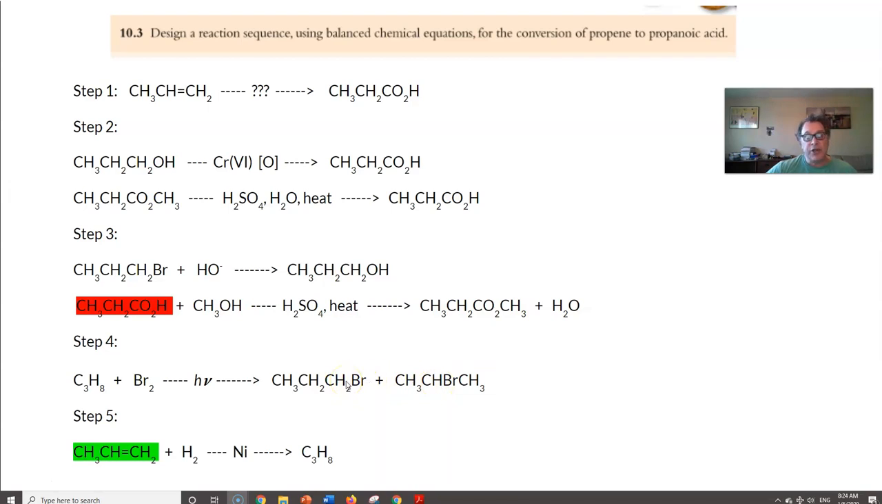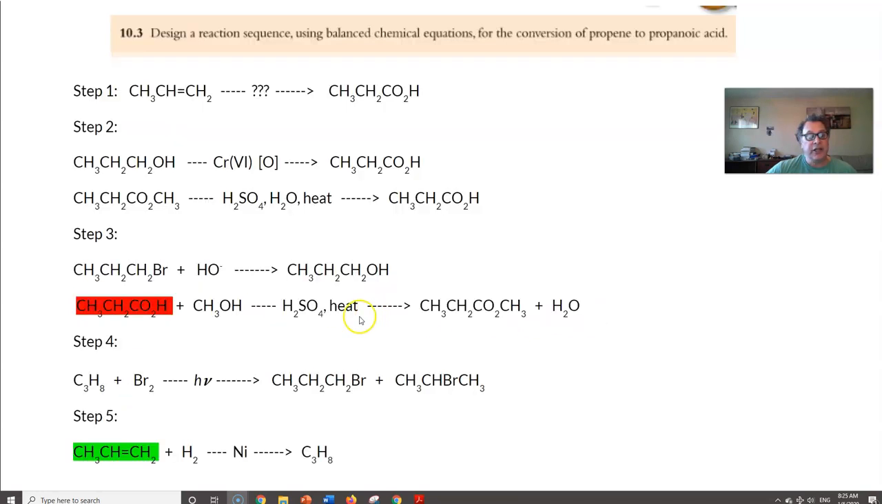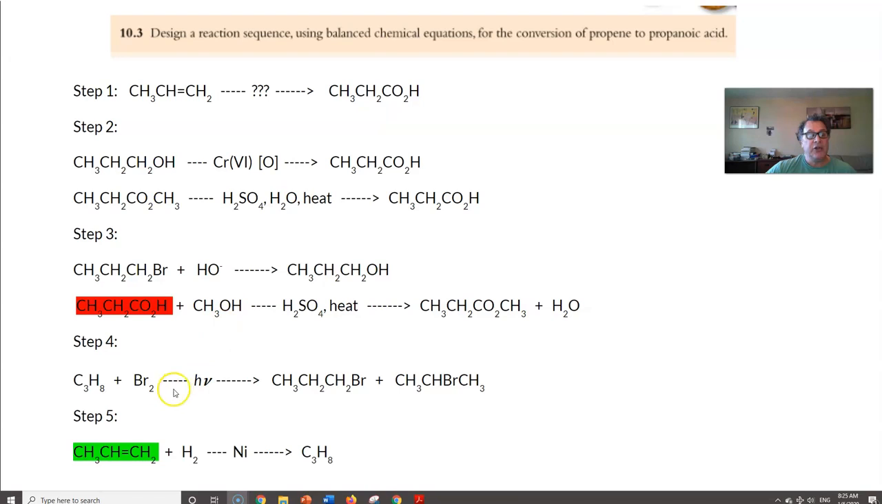And then we're asking the question, well then, how do we make propane? And at this point, we might see the connection between the propane precursor, which is down here in this tree, and what's called the starting material. This is called the starting material. We have propene and propane, and we know that we can catalytically hydrogenate propene to make propane. And that completes the problem because we have connected the target molecule, propanoic acid, to the starting material.